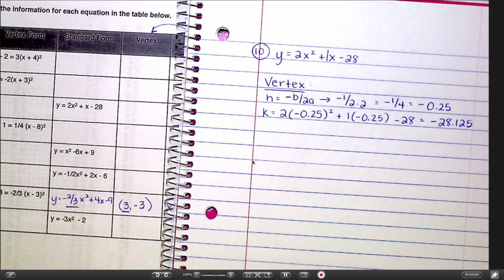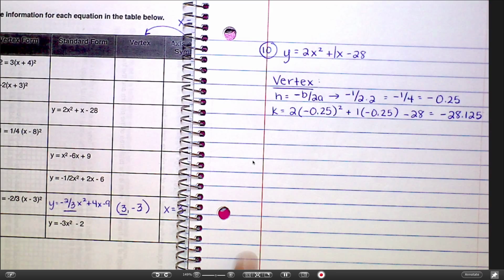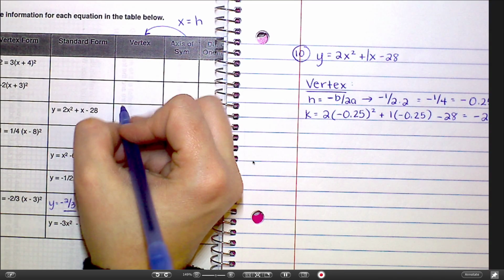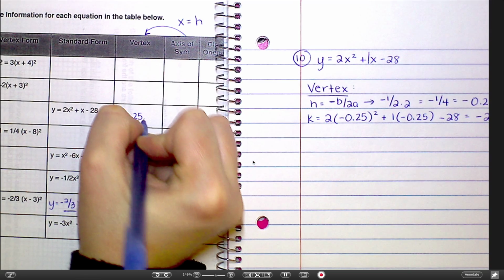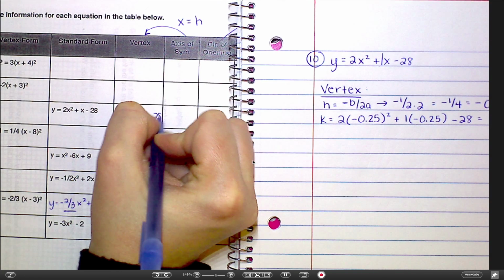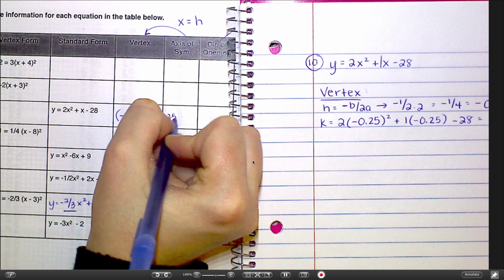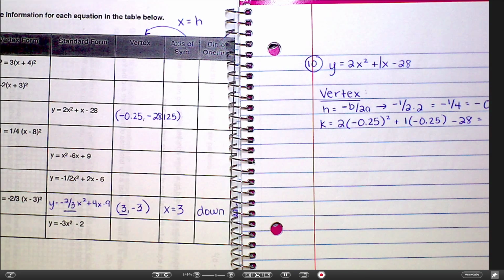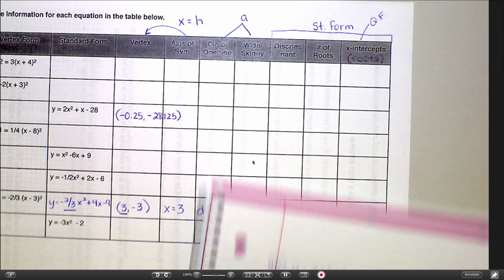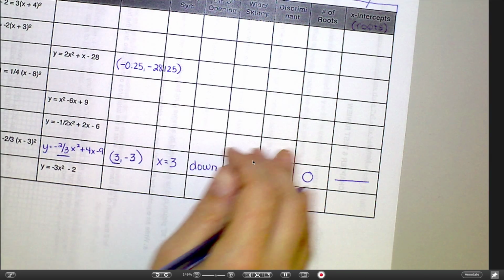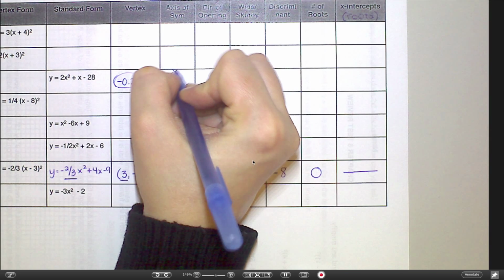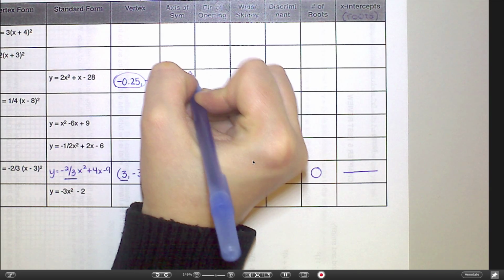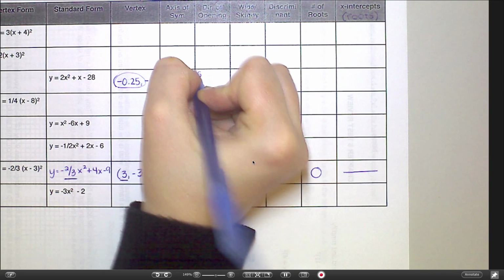Okay. So then these two numbers become my vertex. When I write my vertex here, I would say negative 0.25, comma, negative 28.125. So then what would my axis of symmetry be? That's a really easy one to get from here. Negative 0.25. X equals negative 0.25. It's always that first number.